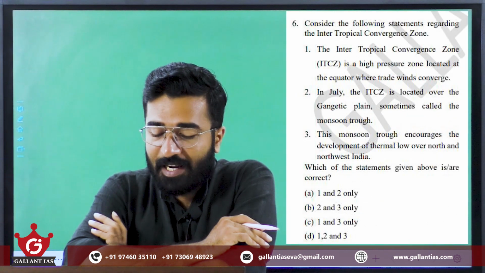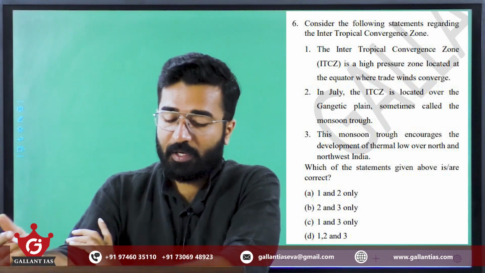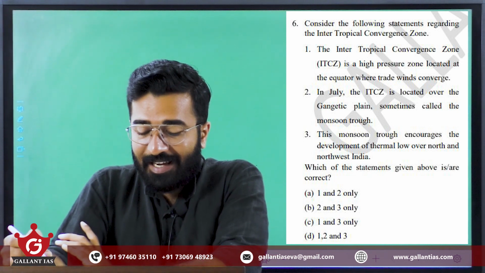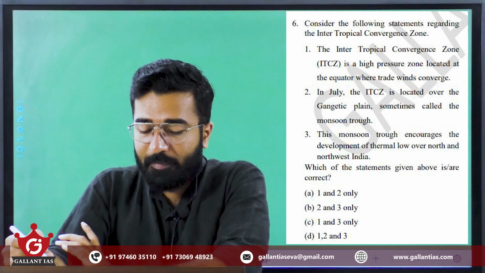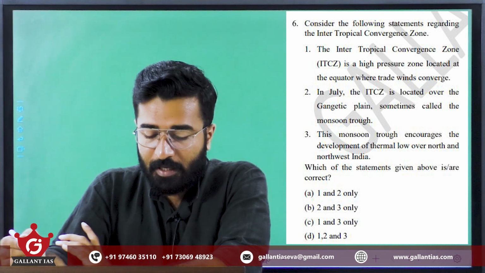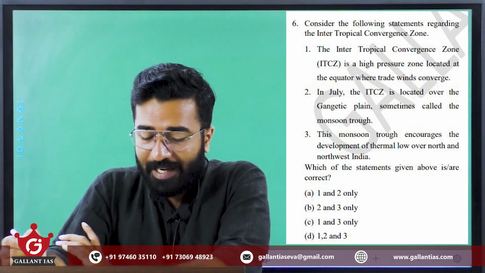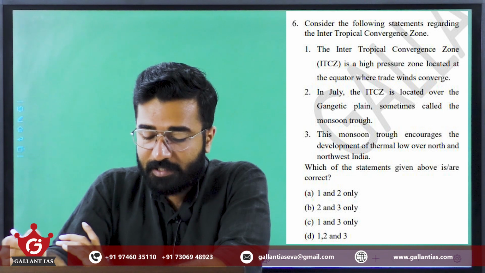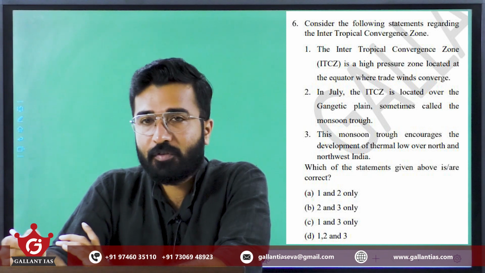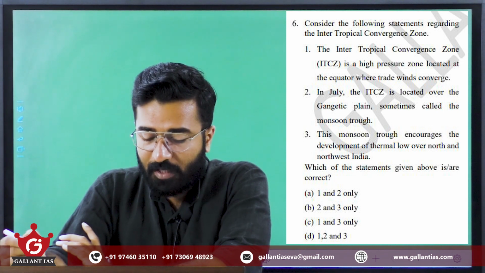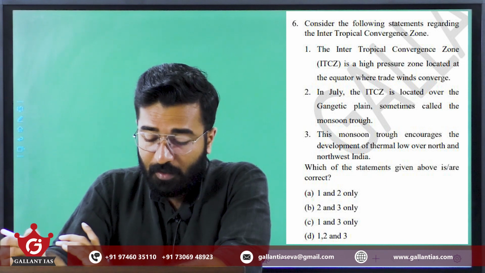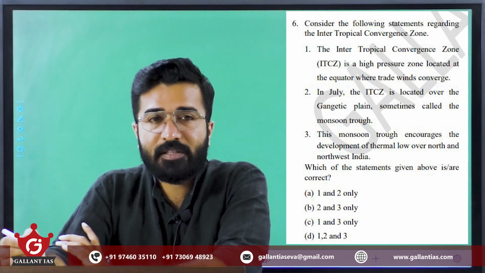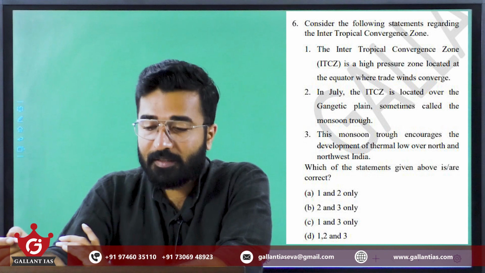Consider the following statements regarding ITCZ. Last day we have seen monsoon and all. ITCZ is a high pressure region. Is it a high pressure region? It's a low pressure region. So one is wrong. In July, ITCZ is located over the Gangetic plain, sometimes called monsoon trough. True. This monsoon trough encourages the development of thermal low over north and northwest India. True only. So 2 and 3.